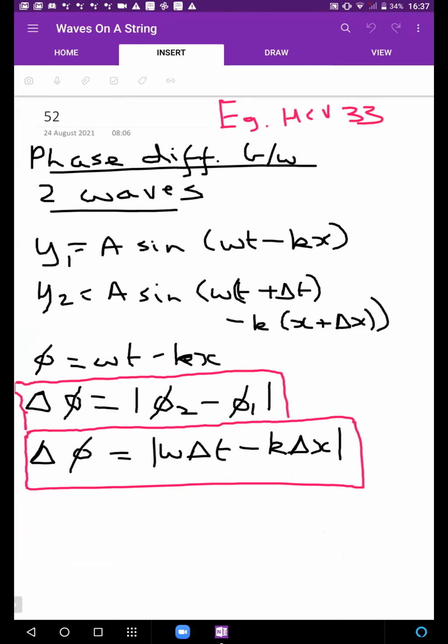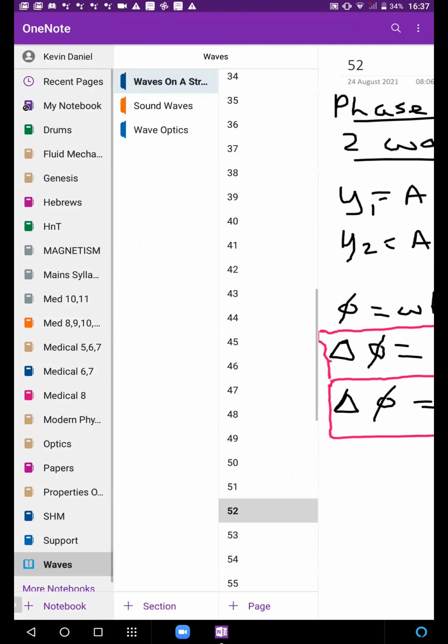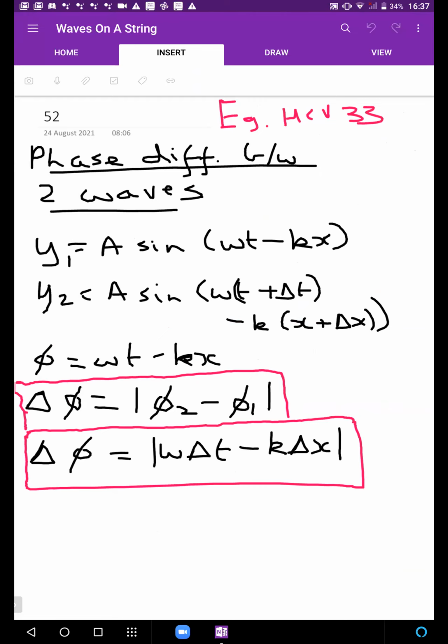Phase difference between two waves is difference in omega t minus kx. So that will be omega delta t minus k delta x. So it's basically this equation दोनों मिलके बताएगा change in phase due to time and change in phase due to change in x.